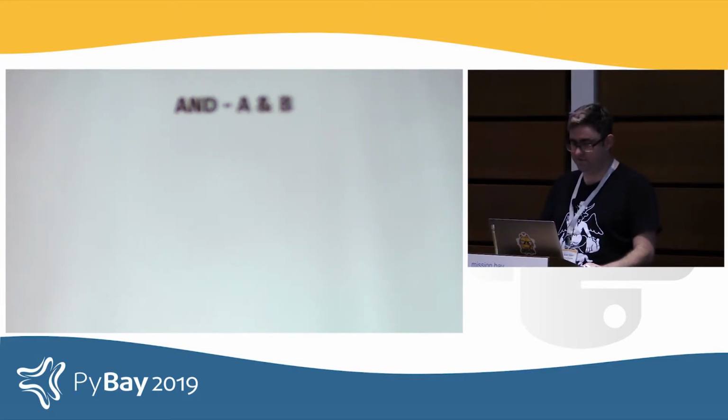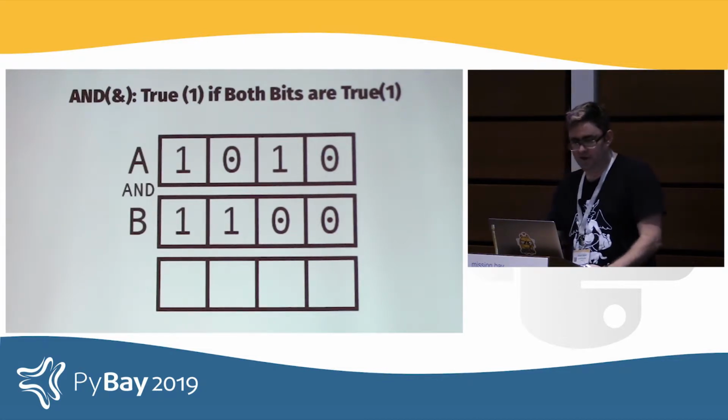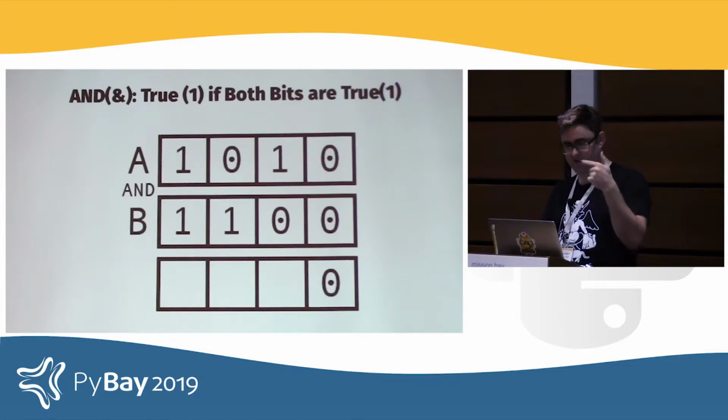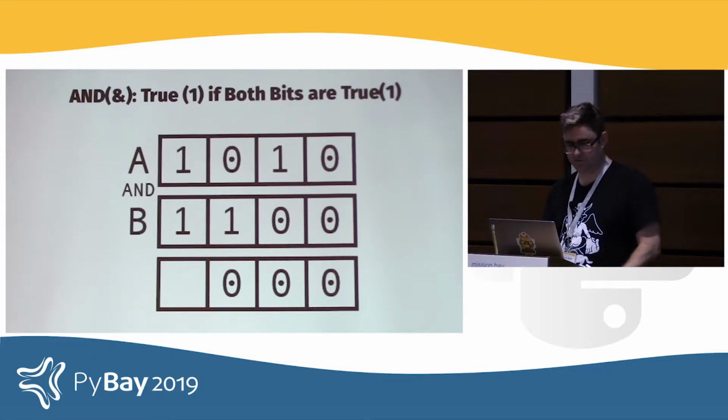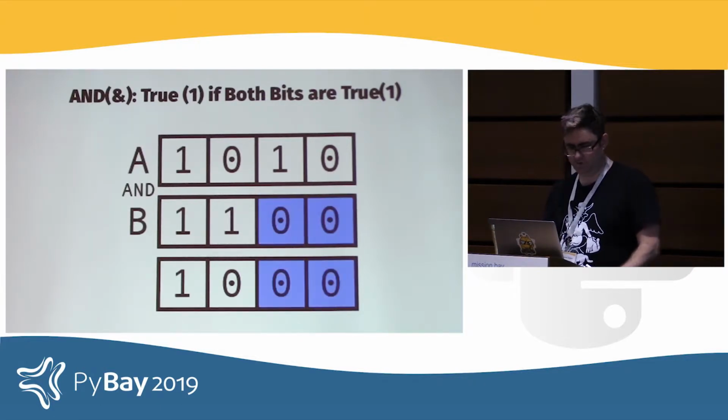For each bit in A and B, it compares them, and the new bit will be true if both bits are true. So here's a little table. We're going from the right to the left. We've got a 0 and a 0. They are not both true, so we get a 0. A 1 and a 0, still 0. Again, 0 because you've got a 0 and a 1. And finally, the moment we've been waiting for, 2 1s gets a 1.